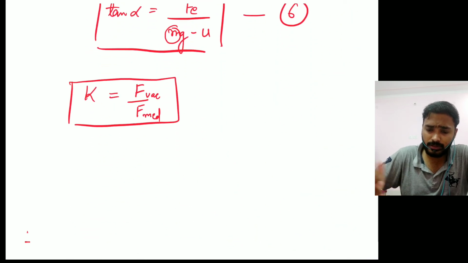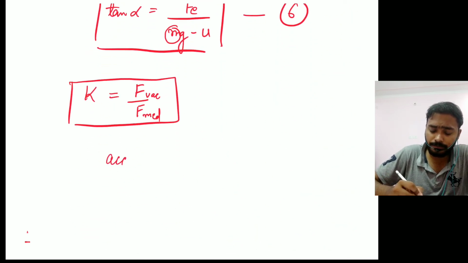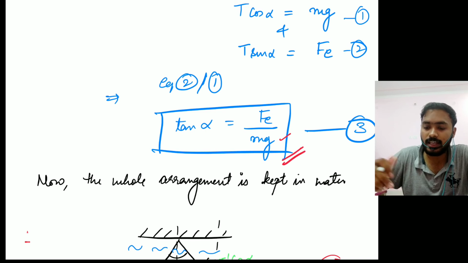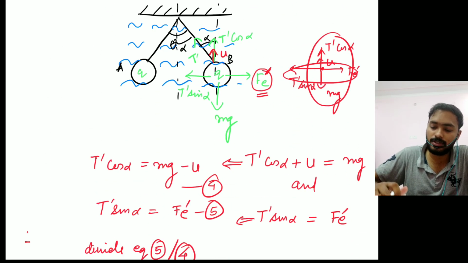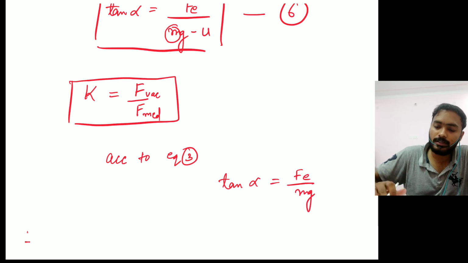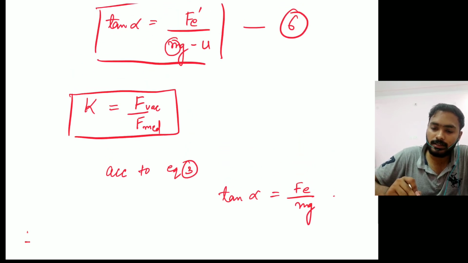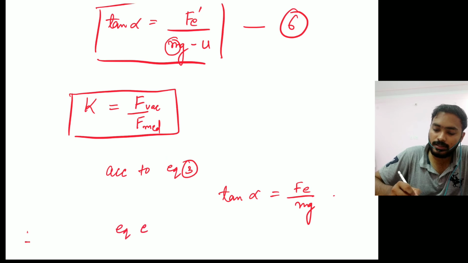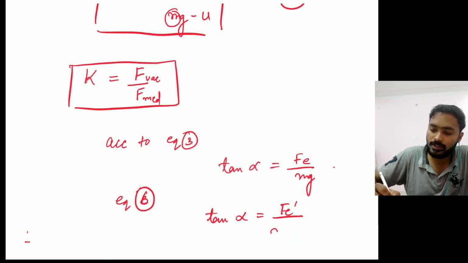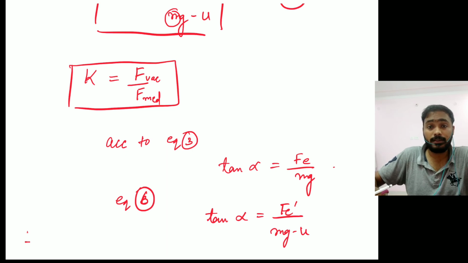So let me write both the equations. According to equation 3, which was the vacuum case, tan alpha was coming out to be Fe upon mg, right? This was my equation number 3, and equation number 6 is tan alpha is equal to Fe dash upon mg minus u, right?